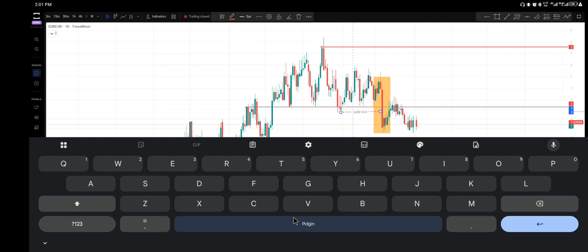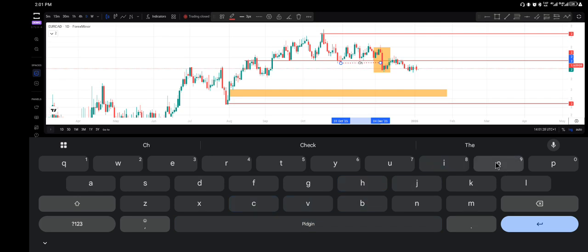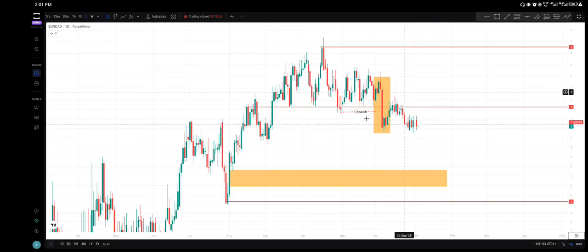So it created a change of character. I think I should mark it out. So guys, this is where the change of character happened after this massive consolidation. And remember, this was a support level that has housed many rejections.